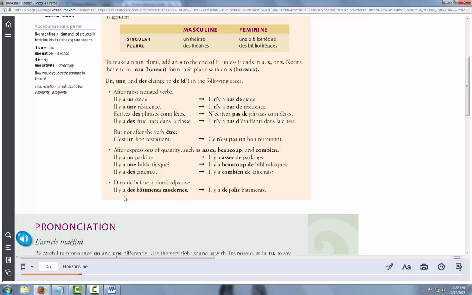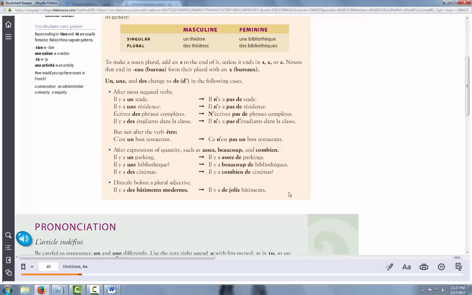And right before a plural adjective, so il y a des bâtiments modernes. This is not a good example. Moderne is a normal adjective in French, so it comes after the noun, which is bâtiment. Joli is an adjective that describes beauty, and it's a short one, so it comes before bâtiment. And in this case, you change your des into de. Il y a deux jolis bâtiments. This is not for now. We're going to see the placement of adjectives later on. This is not for this chapter.